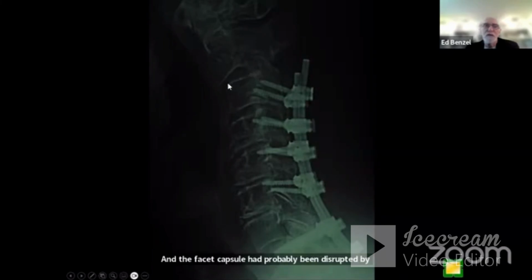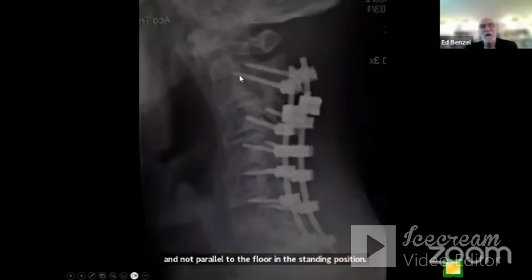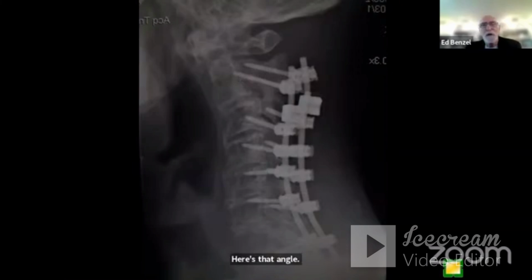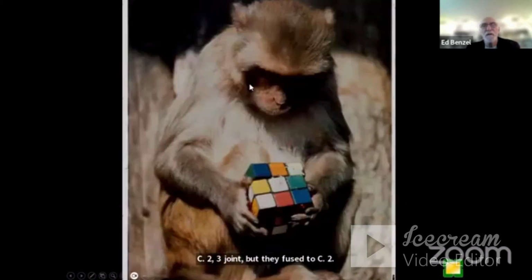Plus, as we have subsequently observed, the facet angle, the angle of this joint, is not parallel to the floor in the standing position. Here's that angle. And so he was treated back home with a fusion, and they still didn't get a completely horizontal to the floor C23 joint, but they fused to C2, which relieved the majority of his symptoms.